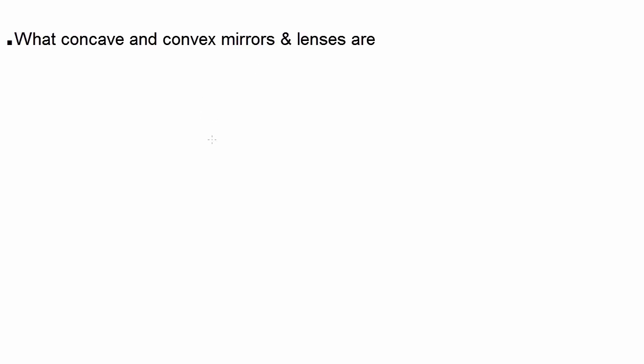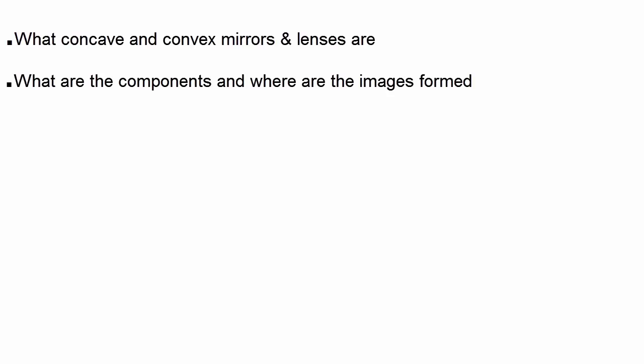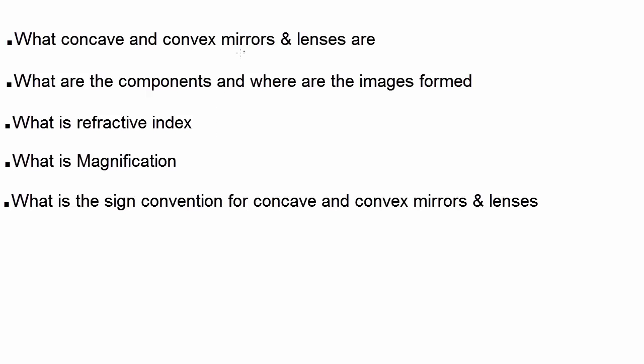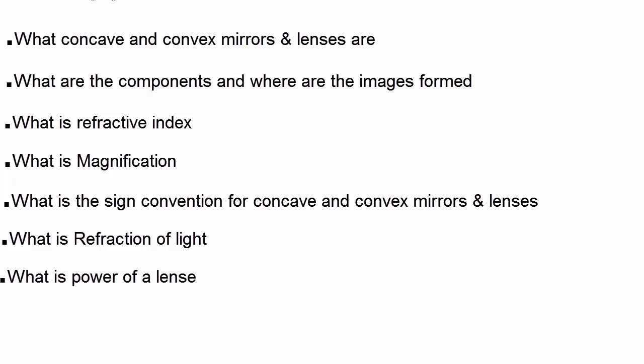Now if you've been listening, you should have understood what convex and concave mirrors are, then the different images and the different locations where the images are formed on both of the mirrors, what a refractive index is, then what magnification is, then the sign convention for concave and convex lenses and mirrors, and then what refraction of light is, and finally lenses. What lenses are, the different types of lenses, and power of a lens. How is it defined?